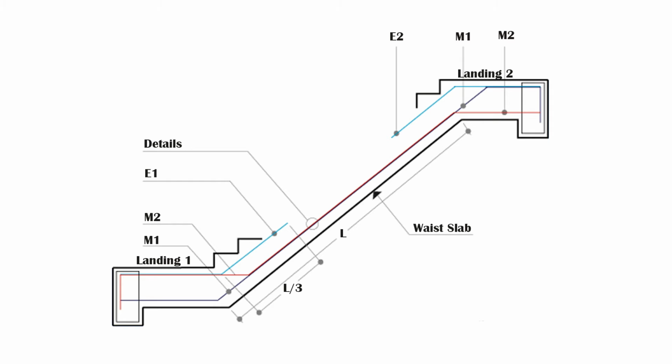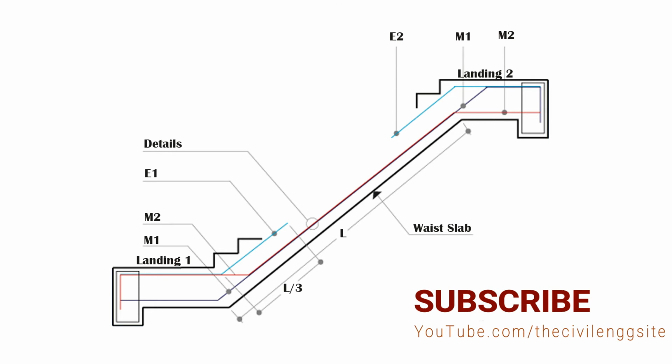Main reinforcement, shown in the figure as M1, starts from the bottom of the first landing, goes through the inclined slab, and will stay on top of the second landing. M1 bar spacing depends on structural design. For better understanding, assume that the spacing is 8 inches.